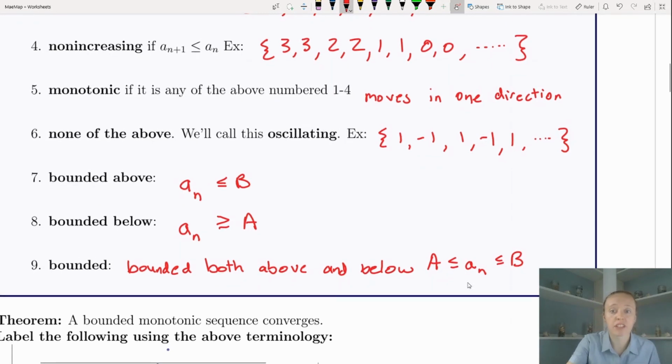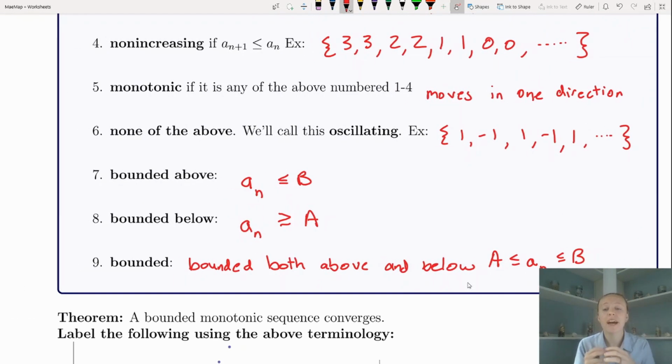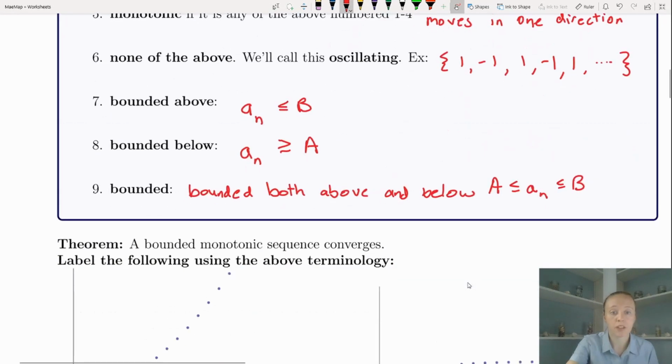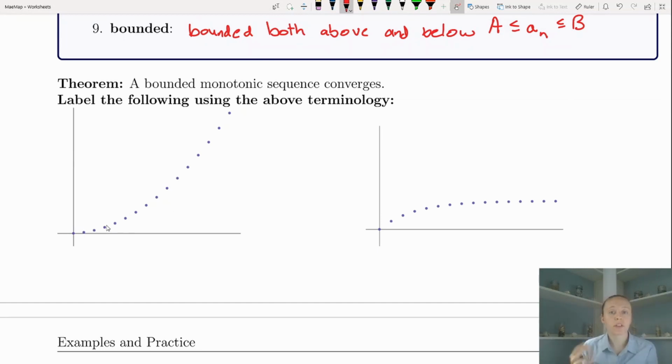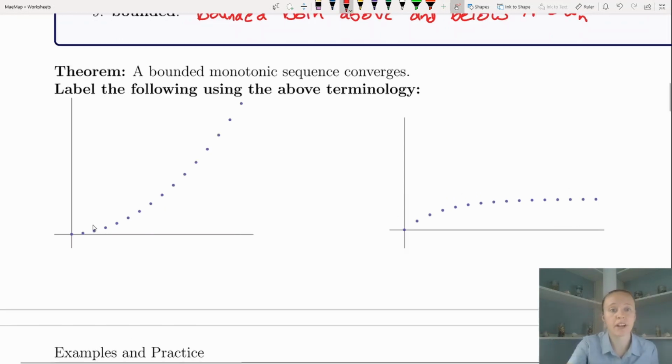So now that we've covered this terminology, let's go ahead and look at some pictures or some graphs of some sequences and label them accordingly. So let's look at this first one. Let's first focus on the direction it's moving, and then we'll talk about whether it's bounded or not. And I'll go ahead and zoom in right now.